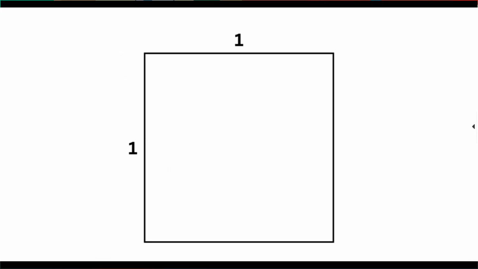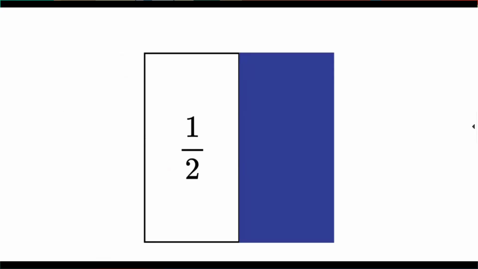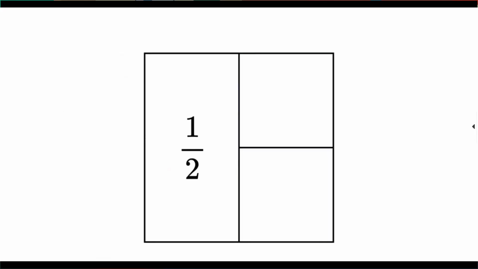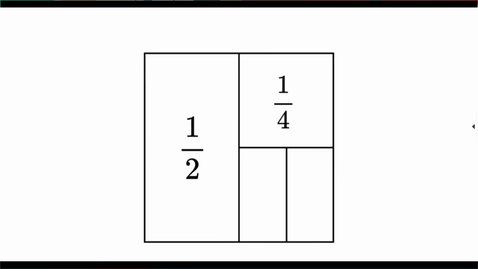So let us take a square of side 1 by 1, so its area is 1. Now divide it into two parts, both having an area of 1 by 2 each. Now again taking one part of this and dividing it into two, every part has the area of 1/4 and 1/4. Now again taking one part out of it and dividing it into two, so again its area is 1 by 8 and 1 by 8.